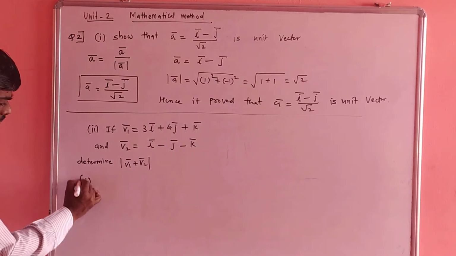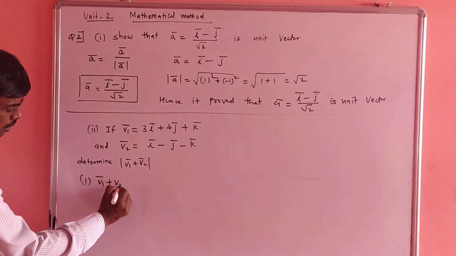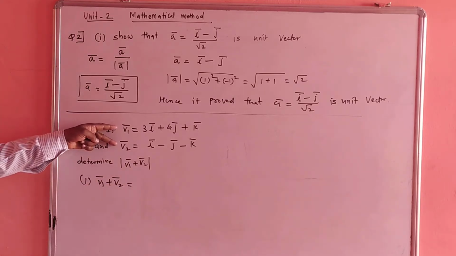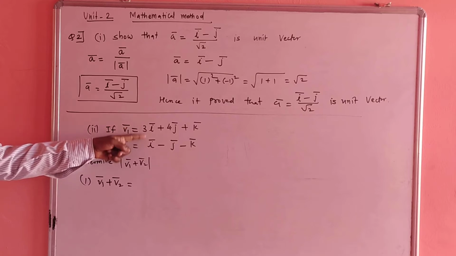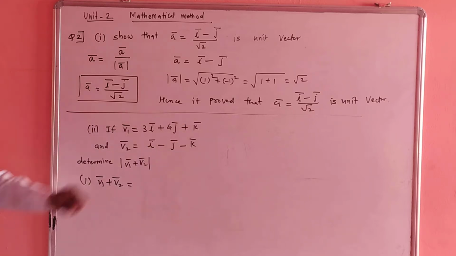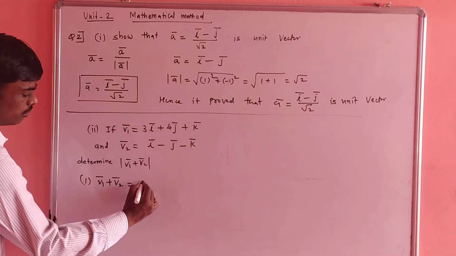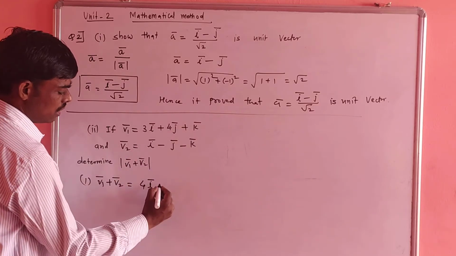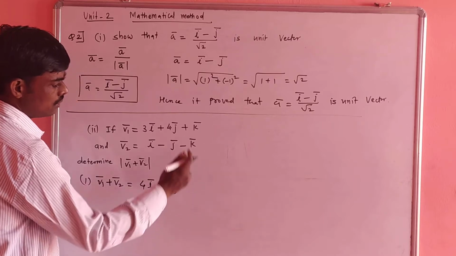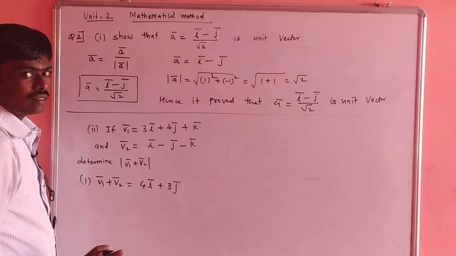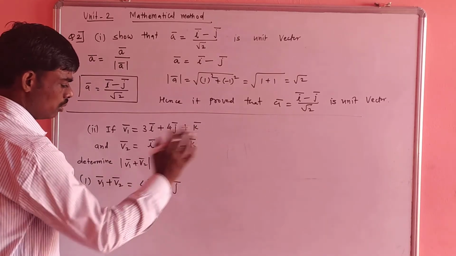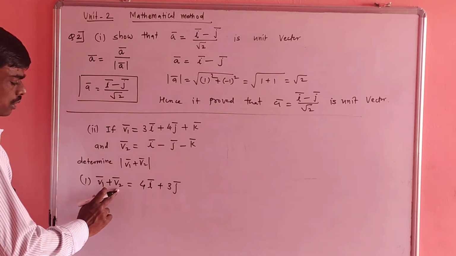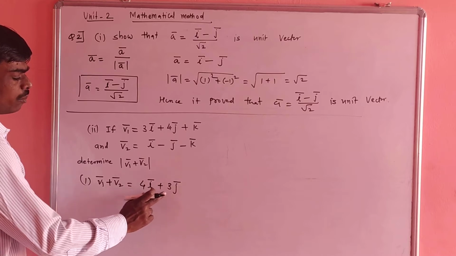So first step, vector V1 plus vector V2. Addition of these two vectors. So add i, j and k. 3i plus i, it becomes 4i. Then 4j minus j, it becomes 3j. And plus k minus k, cancel. So there will be no term for k. So vector V1 plus vector V2 is equal to 4i plus 3j.